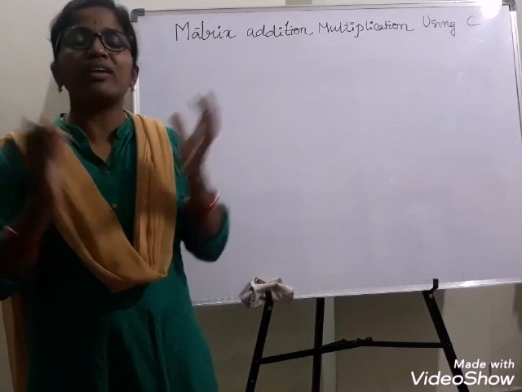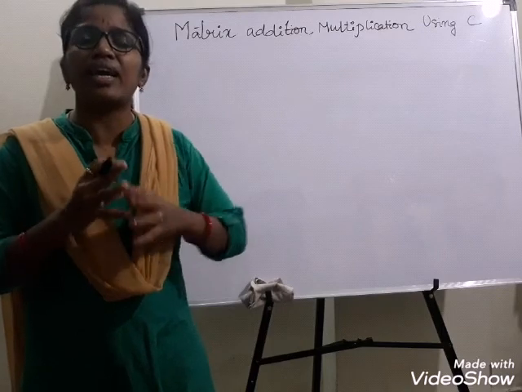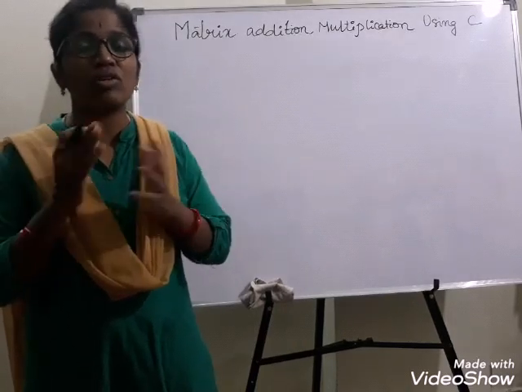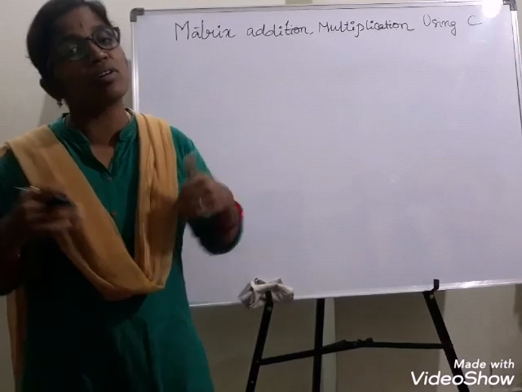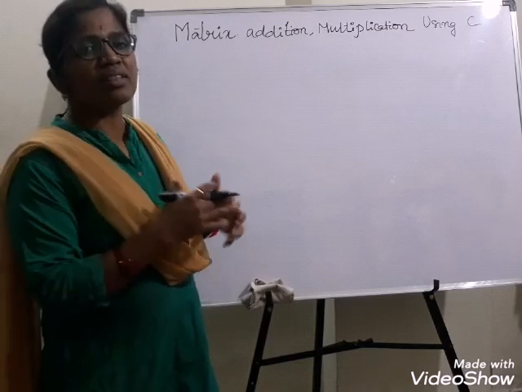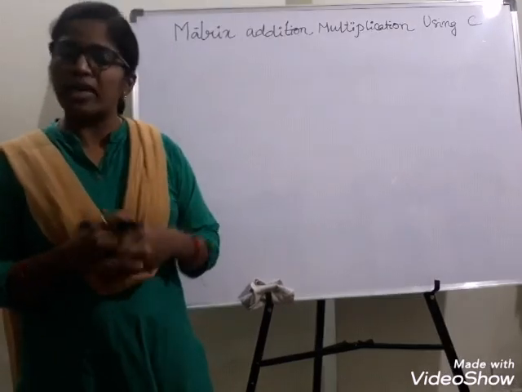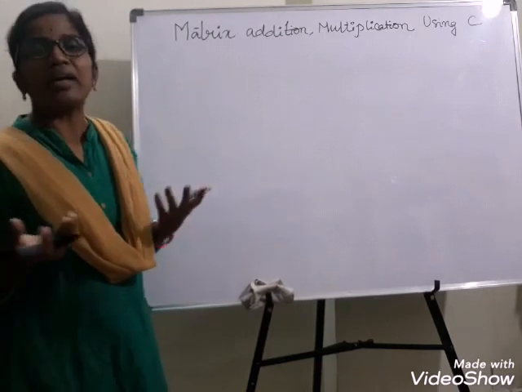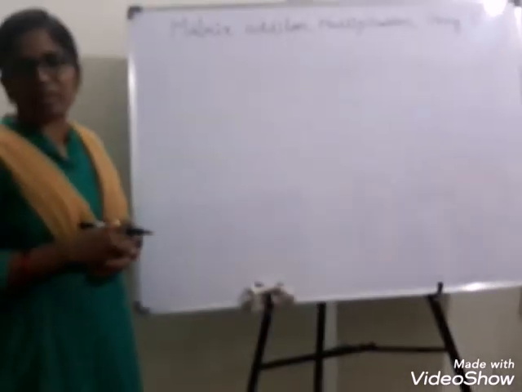We call an array a derived data type because we can collect all the integers or all the characters or all the floats at one place. So we are learning the derived data types. Arrays are of different types: one dimensional, two dimensional and three dimensional or n dimensional arrays.